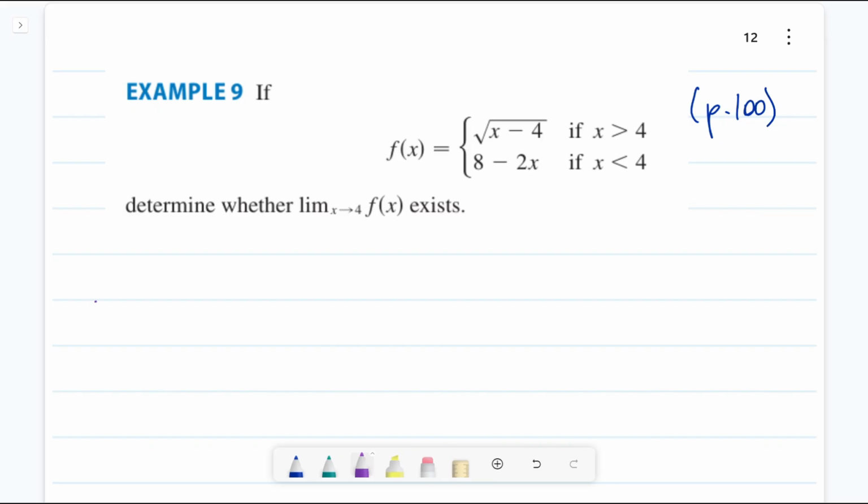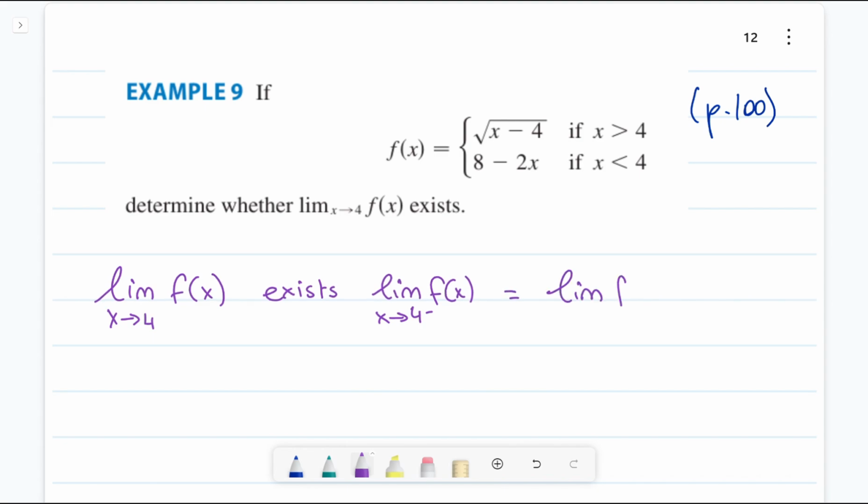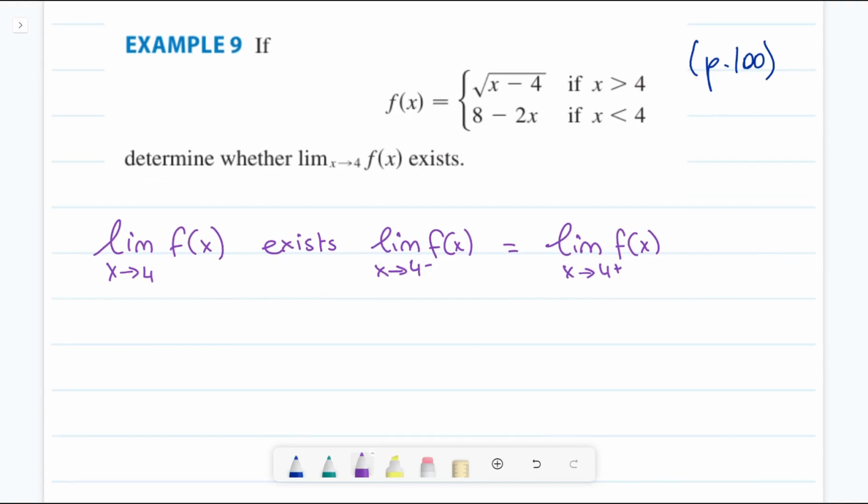A small reminder: the limit of f of x as x approaches 4 would exist if the left-hand side limit, the limit of f of x as x approaches 4 from the left, is equal to the right-hand side limit. So let's check if this is true in our exercise. Let's start with the left-hand side limit.